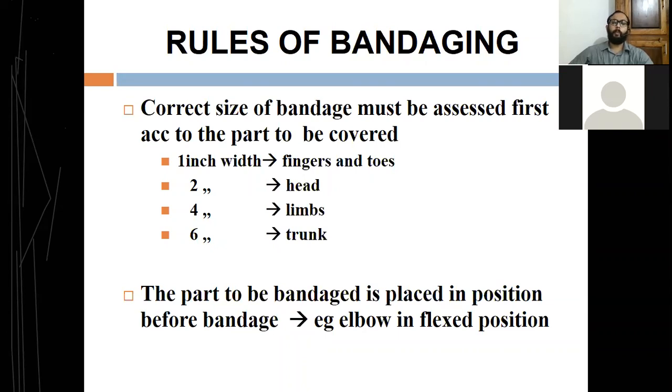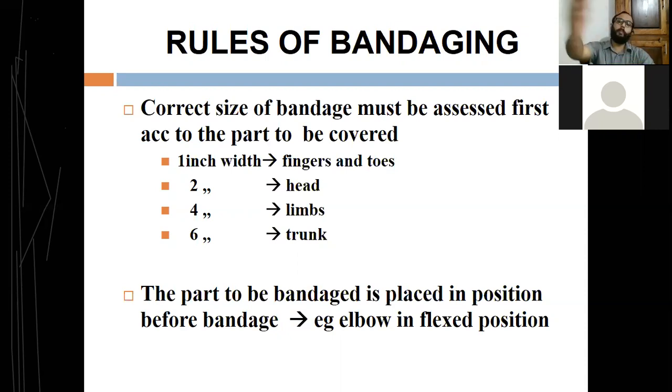The second thing is the part to be bandaged should be kept in the correct position before the bandage. The ideal position of the elbow in almost all injury is the 90-degree flexed position, except in olecranon process fracture due to the avulsion of triceps muscle. Whenever there is an avulsion fracture of the olecranon process due to the pull of triceps muscle, it is better to do the bandage in extended position. In all other conditions, it is better to bandage the elbow in 90-degree flexed position. We should keep that position first, and then do the bandage.